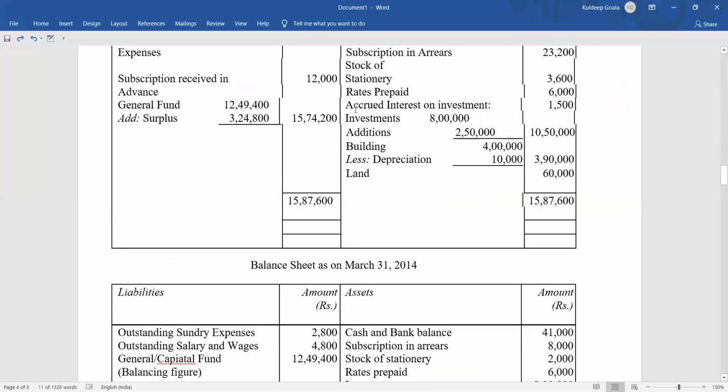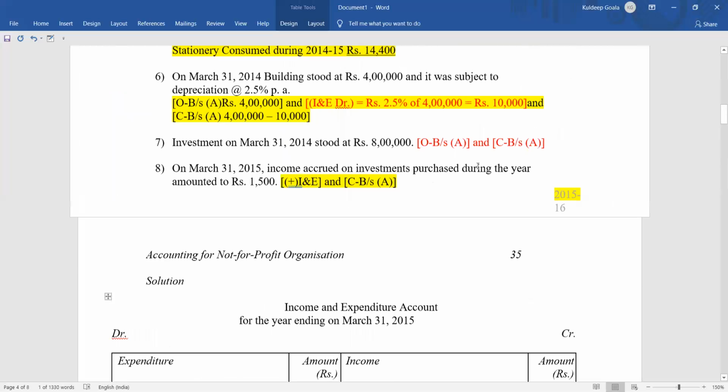So let's start. Accrued interest on investment, it is 1,500, right? Along with that, investment of 8 lakh was there, and additional purchase, or you can say purchase during the year, purchase of investment was 2,50,000. So the total comes to 10,50,000 rupees. Now let's come to the next item, after investment we can go for building.